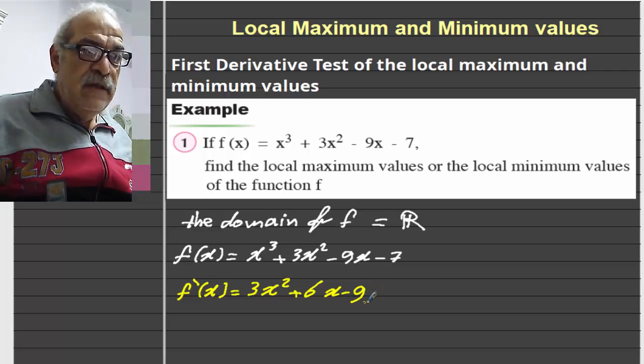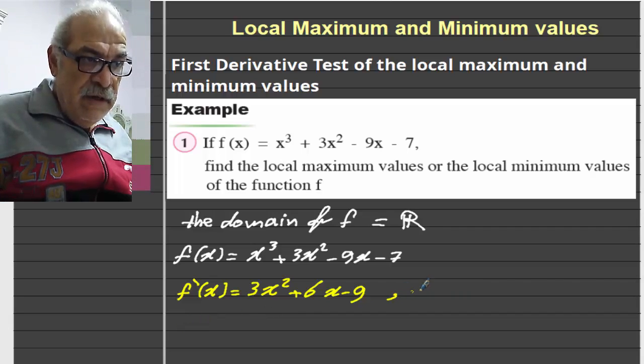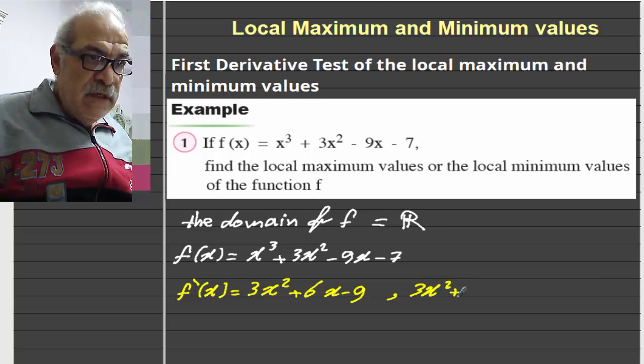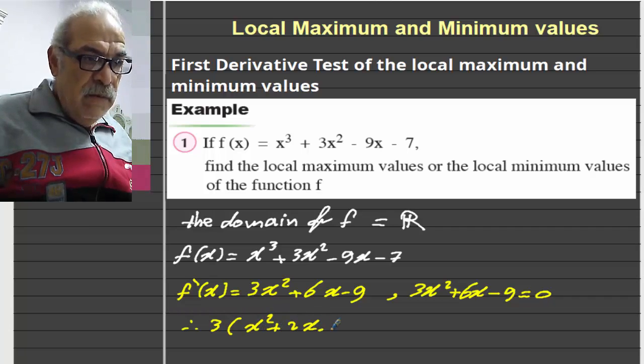Then we find the values where f dash of x equals 0. So put f dash of x equals 0 here: 3x squared plus 6x minus 9 equals 0. So by taking 3 as a common factor, we get x squared plus 2x minus 3 equals 0.